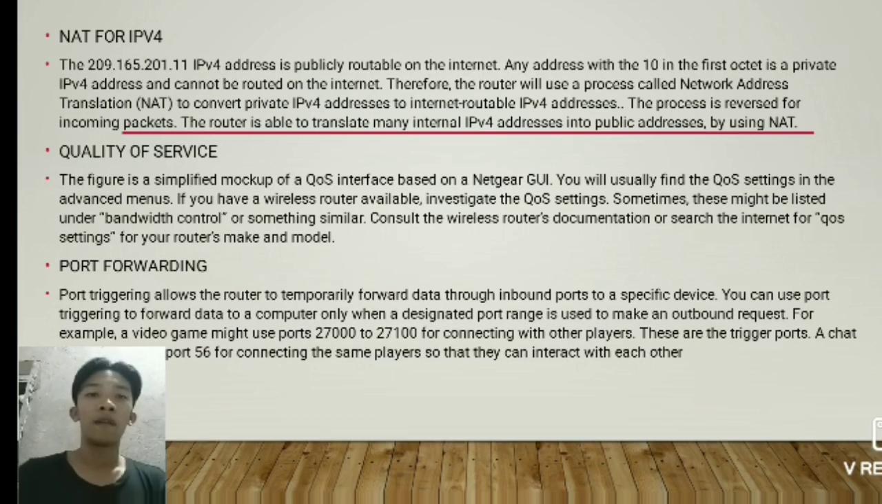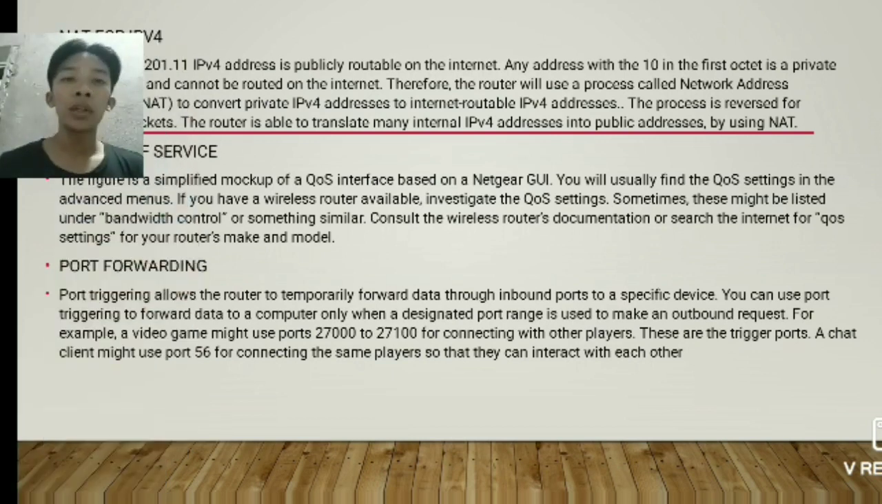Port forwarding. Port triggering allows the router to temporarily forward data through inbound ports to specific devices. You can use port triggering to forward data to a computer only when a designated port range is used to make outbound requests. For example, a video game might use 27,000 to 27,100 for connecting with other players. So that is the range for connecting players for the games.